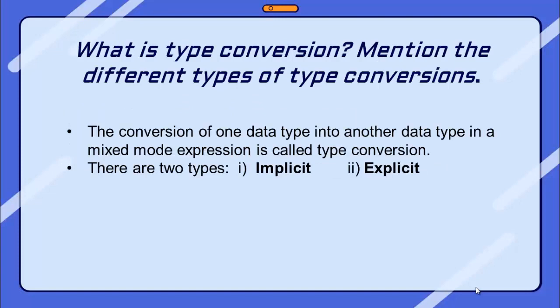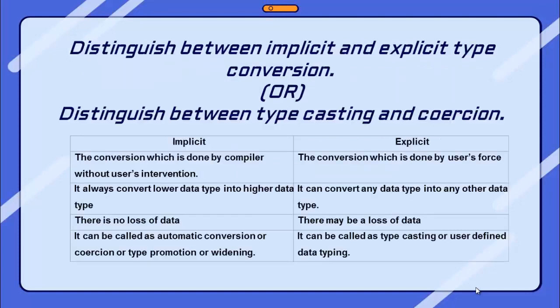What is type conversion? Name the different types of type conversion. The conversion of one data type into another data type in a mixed mode expression is called type conversion. There are 2 types: implicit and explicit. This is the difference between implicit and explicit. The conversion which is done by the compiler without user intervention is implicit. With user intervention it is explicit. Implicit always converts a lower data type to a higher one. In explicit, it can convert any data type to any other data type. There is no loss of data in implicit. There may be a loss of data in explicit. Implicit can be called automatic conversion or coercion. Explicit can be called typecasting or user defined type conversion.